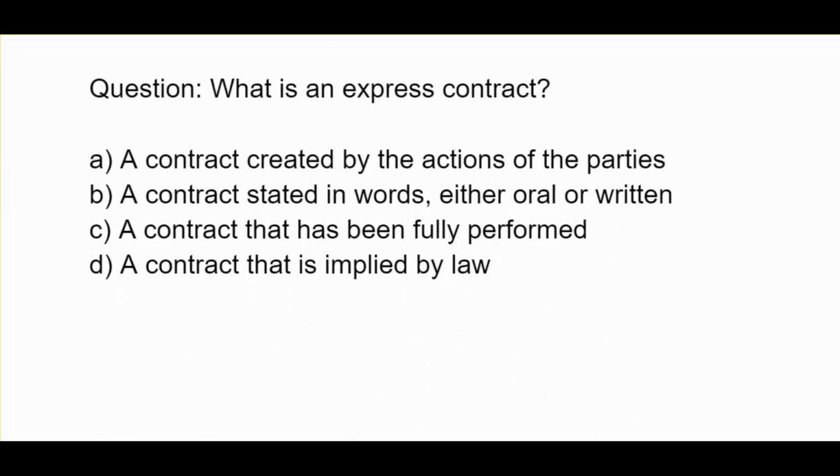What is an express contract? A, a contract created by the actions of the parties. B, a contract stated in words, either oral or written. C, a contract that has been fully performed. D, a contract that is implied by law.